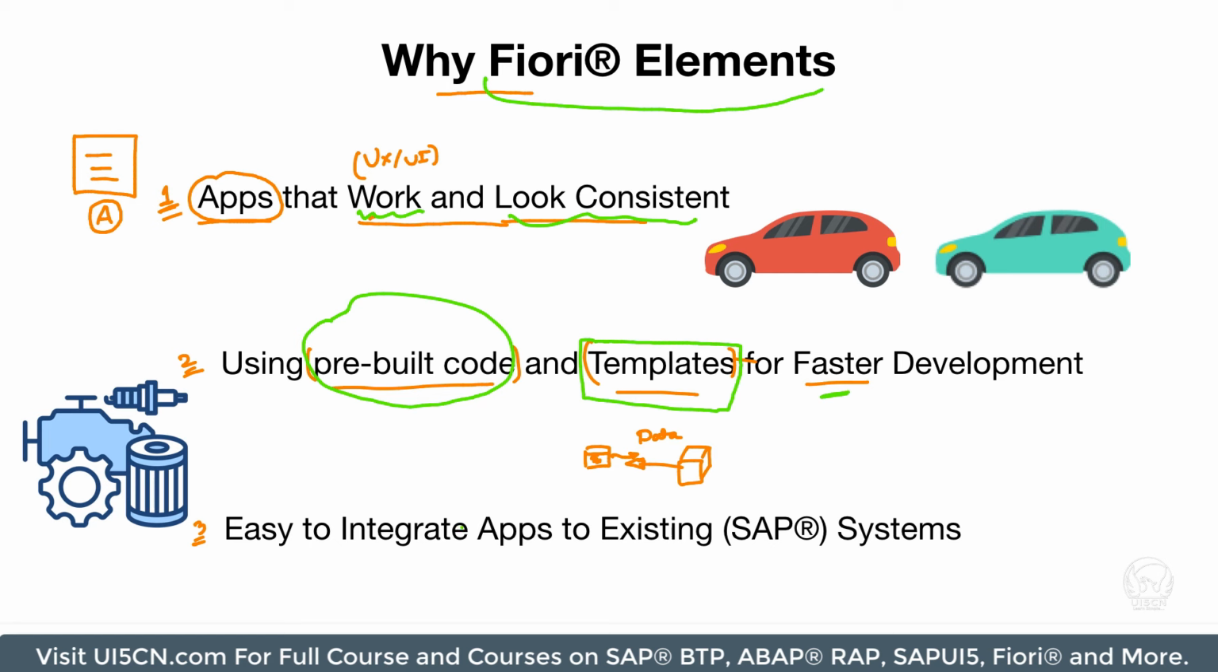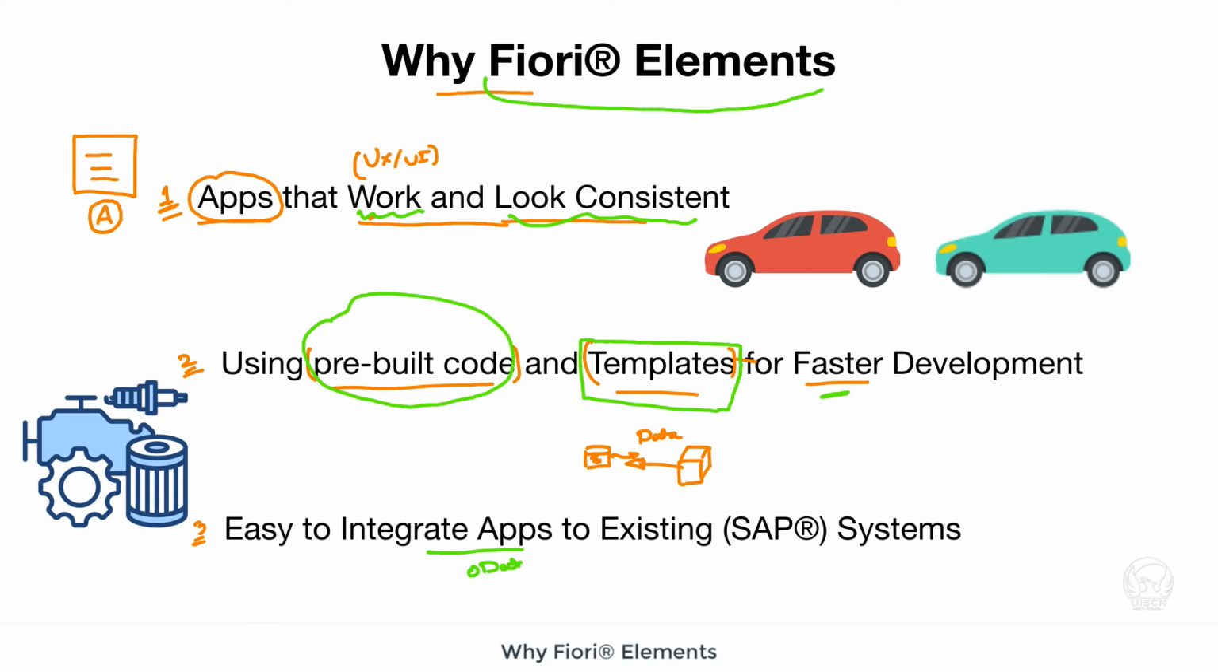And within Fiori Elements, you also have the provision of using OData, and there are two versions, version 2 and version 4. Using version 2 and version 4 OData services, you can integrate this with SAP systems or other systems which support OData. So these are the three reasons why SAP Fiori Elements is used, or why the need for SAP Fiori Elements. Now let's look into how many types of Fiori Elements there are.